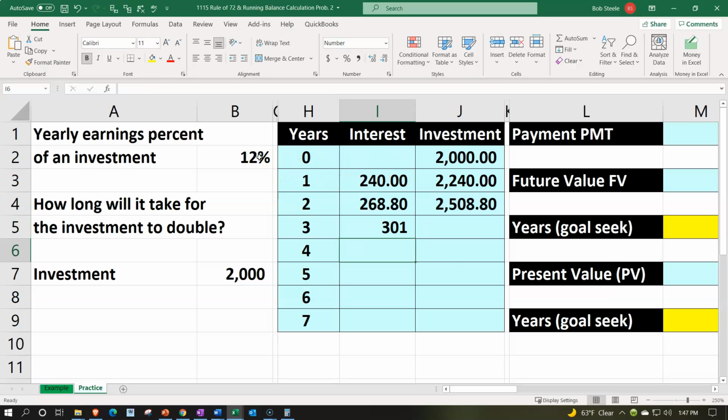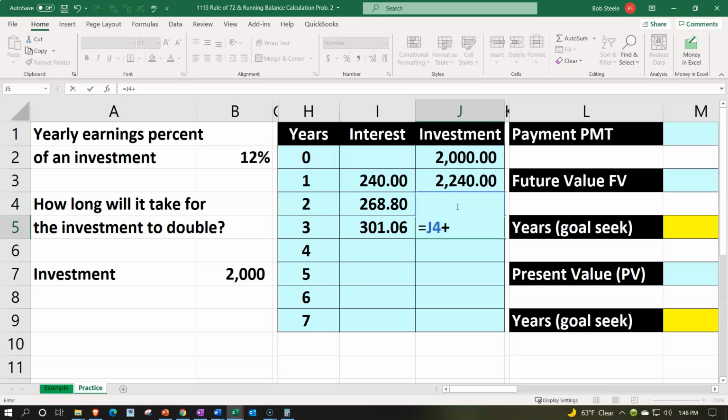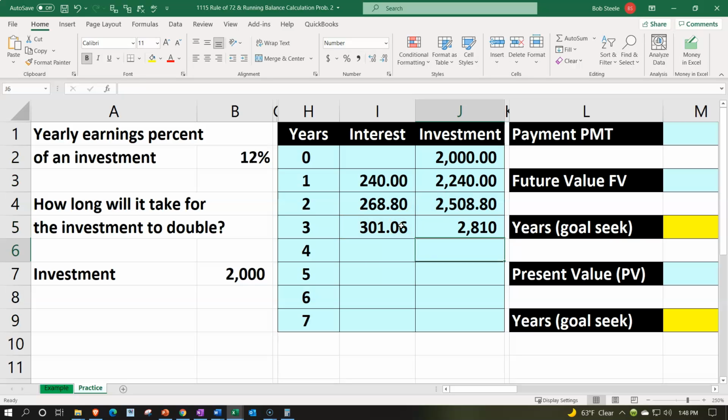The interest is going up. Now it's at 301. Let's add some decimals. Number group, add a couple decimals. Then we can say, okay, this is where we were before after period 2, 2,508.80 plus the 301.06. Adding a couple decimals, number group, couple decimals, that gets us to the 2,809.86. Let's do it one more time. This equals the 2,809.86 times the 12%, J5 times B2. Adding a couple decimals, number group, decimals.